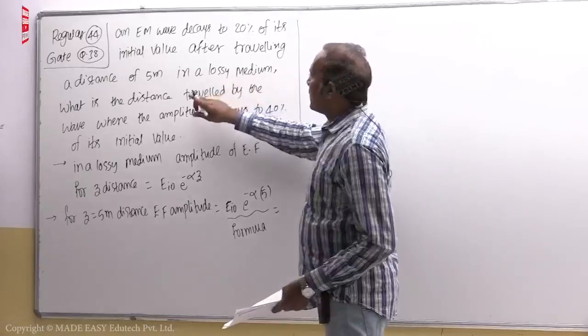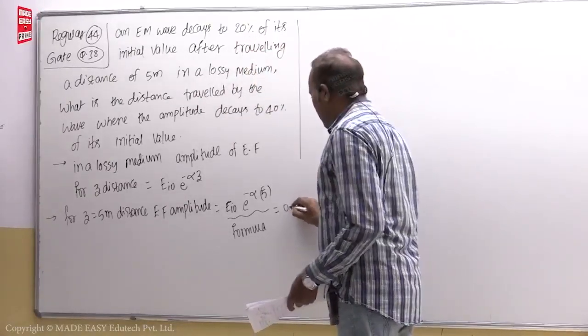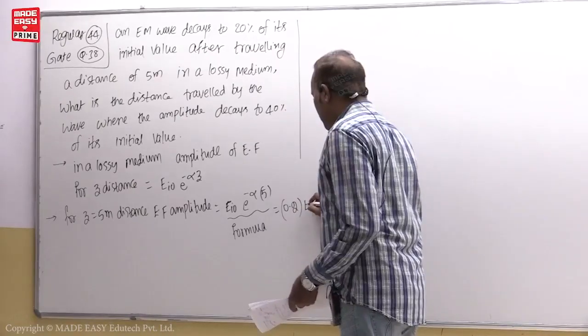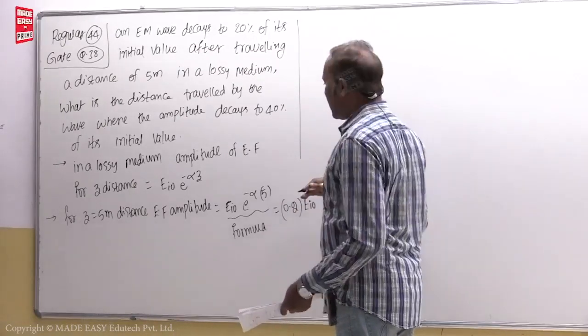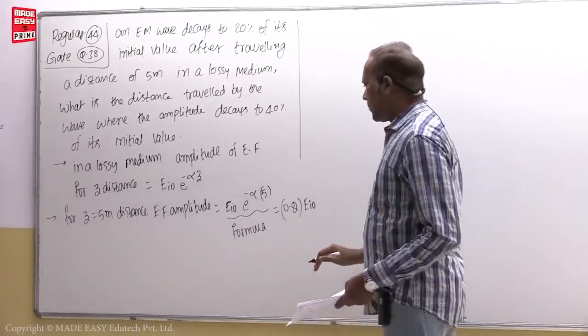In the question it is given that it decays to 20% of its initial value. That means it becomes 0.2 of its initial value. That much remains. Decays to means decreases and that much remains, 0.2 EA0.